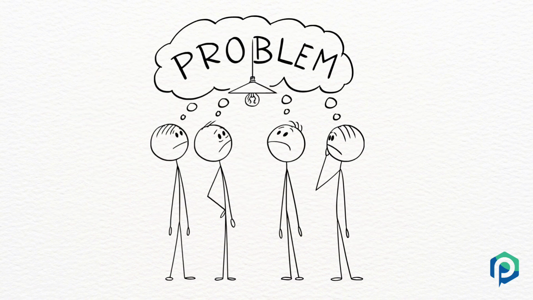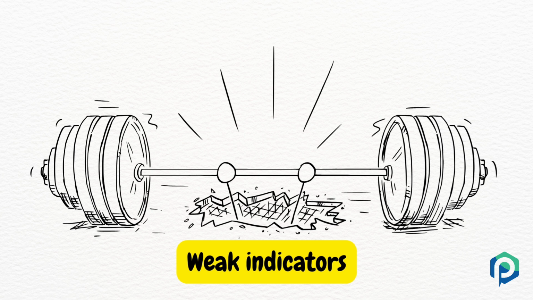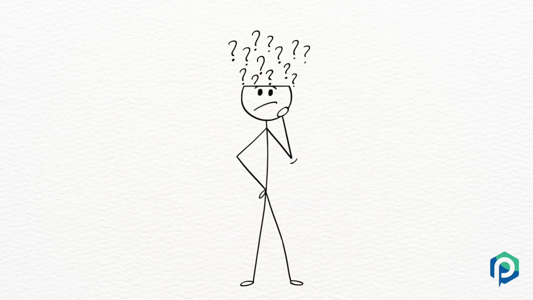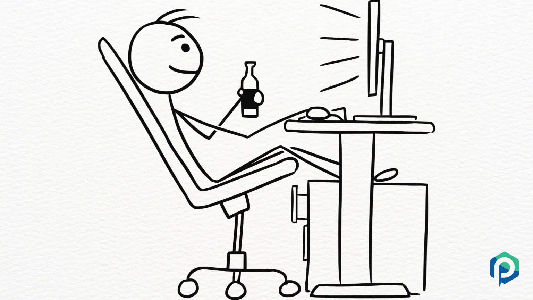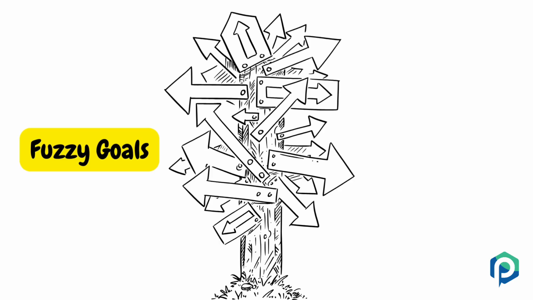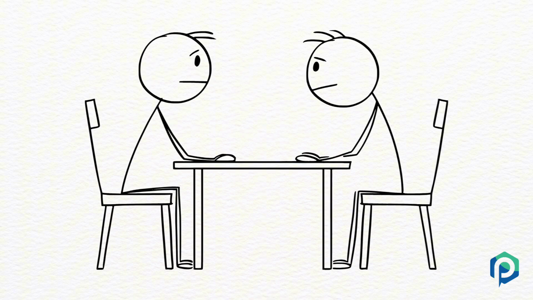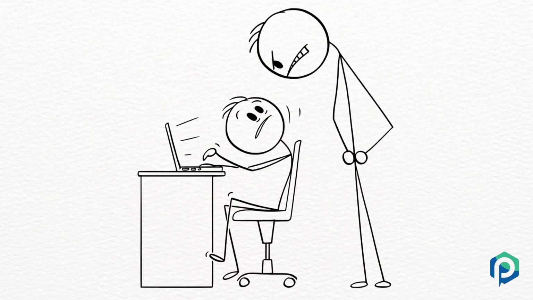Here's the problem. Weak indicators make M and E feel pointless. You're collecting data, but none of it tells you if you're winning or just vibing. Why? Because fuzzy goals equals fuzzy results. And fuzzy results? That's how you end up in a meeting where your boss says, "So, did we do anything useful?"